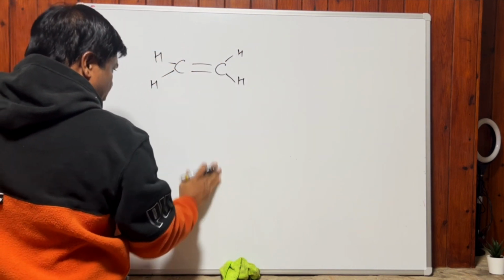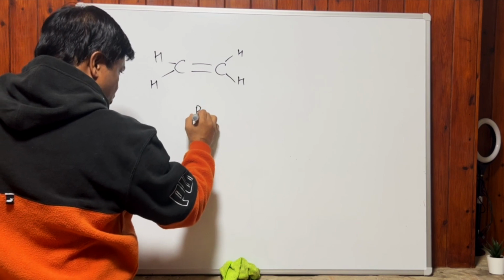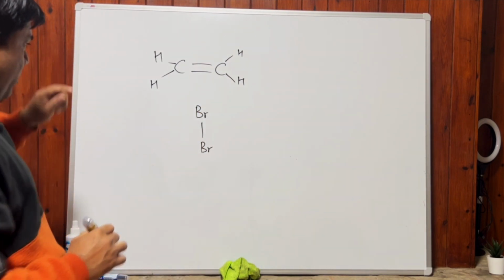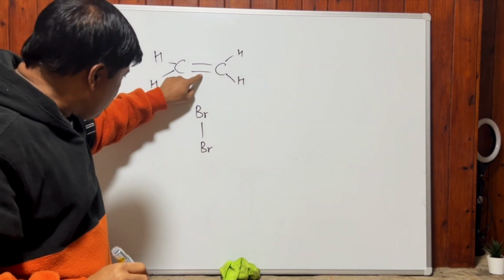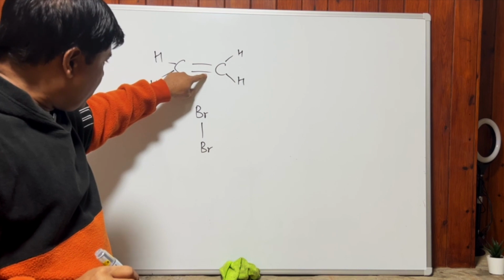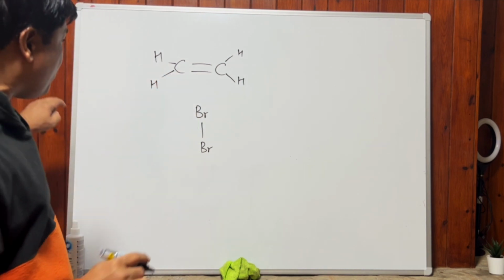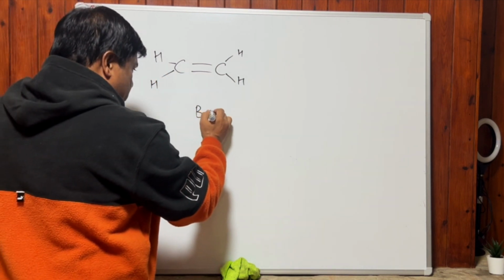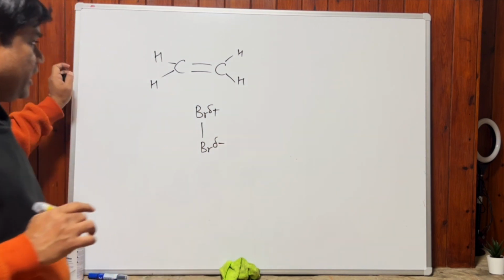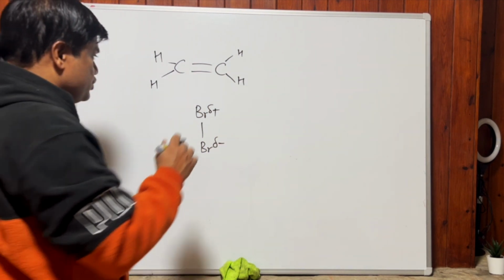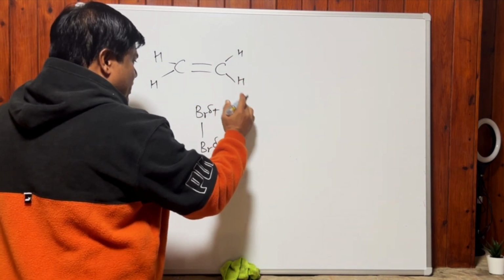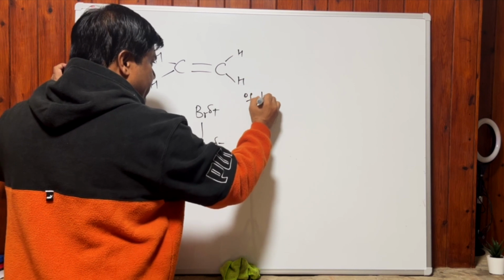When the bromine approaches, bromine is also non-polar. The bromine molecule is non-polar. When the bromine approaches this double bond, which is a pair of electrons, it causes a dipole in the molecule. This causes a partial positive and a partial negative. That causes a dipole in the molecule. So this is also the best example of ID.